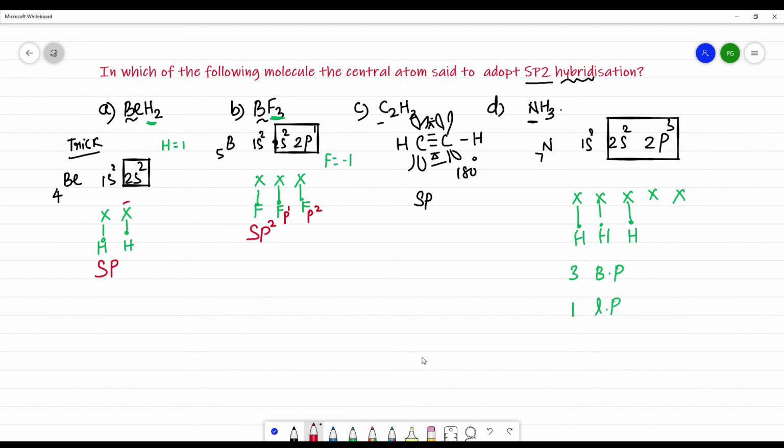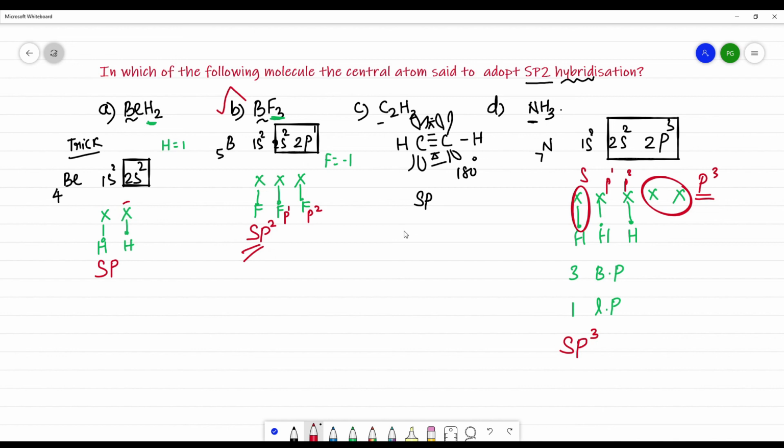Then what will be the hybridization? Totally, counting, this is 4. This is s, this is p1, this is p2 and these 2 electrons are p3. So the hybridization is sp3 hybridization. So the question is, in which of the following molecules the central atom is said to adopt sp2 hybridization? So in BF3 it adopts sp2 hybridization.